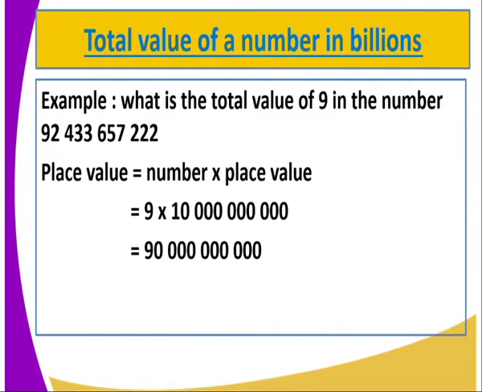Sometimes you can be asked the total value of a number in billions. For example, what is the total value of 9 in the number that you are seeing on our screen? You get the digit and you multiply by its place value. So in this case, you get 9 and you multiply by 10 million for us to get 90 million.